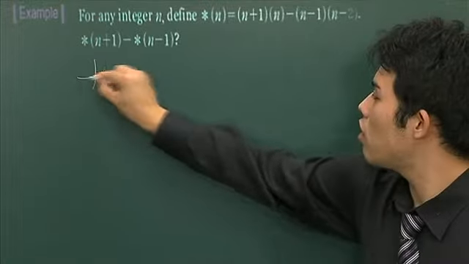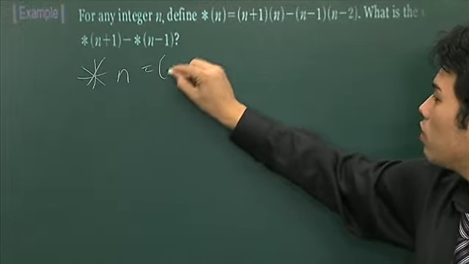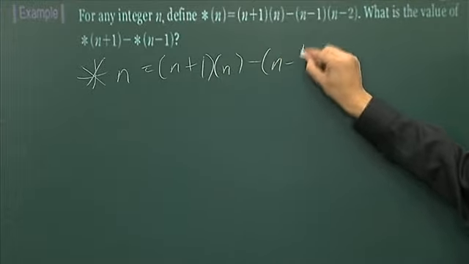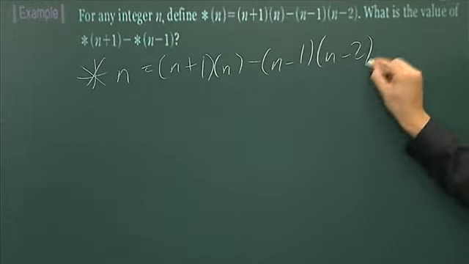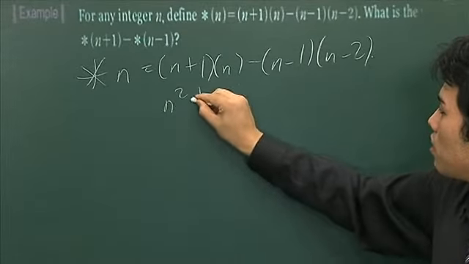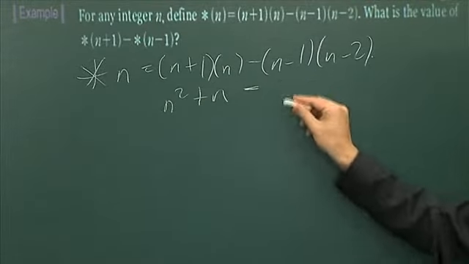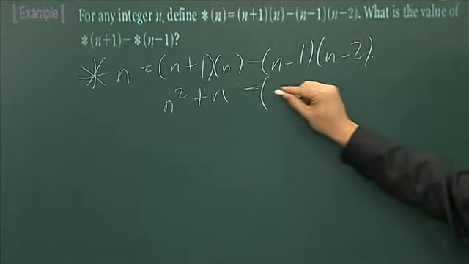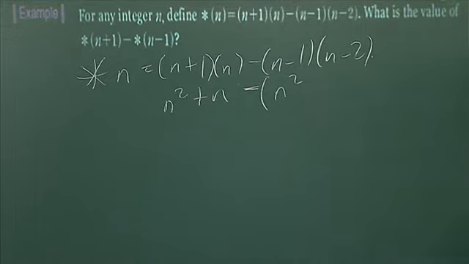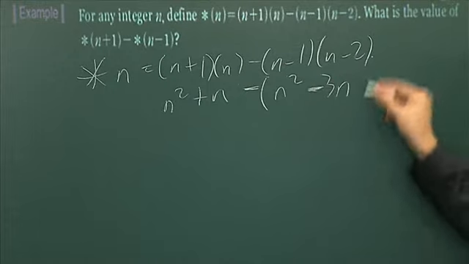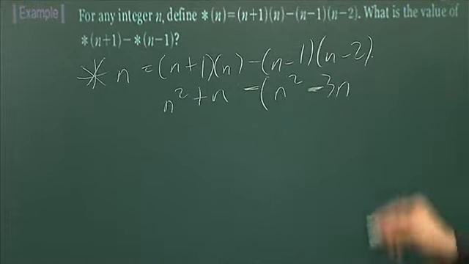So let's take star n, which is equal again to n plus 1 times n minus n minus 1 times n minus 2. Okay, do distributive property here, n squared plus n, minus, okay, this is FOIL, remember? So n squared minus 2n minus n, which simplifies to minus 3n, right? And then plus 2.